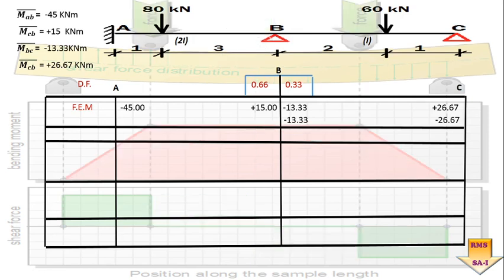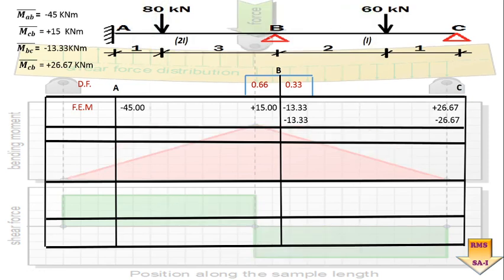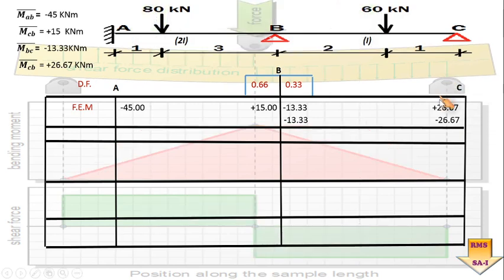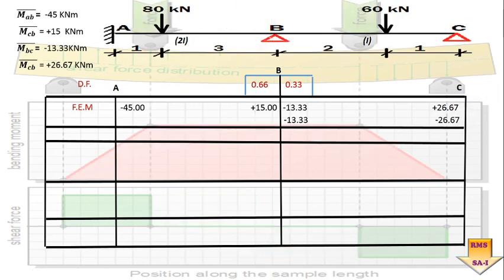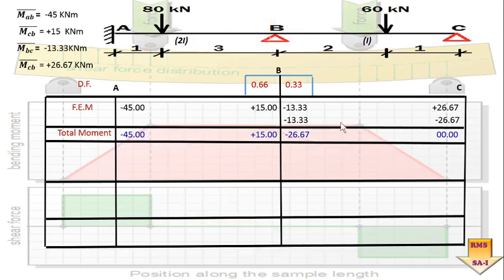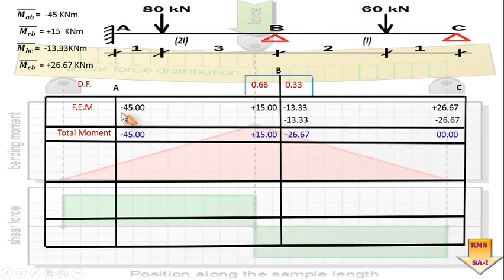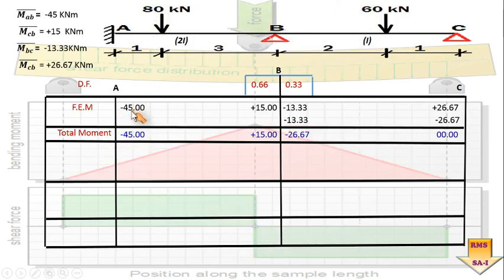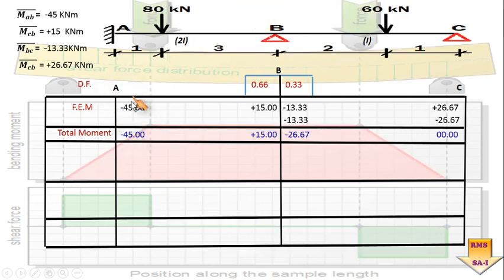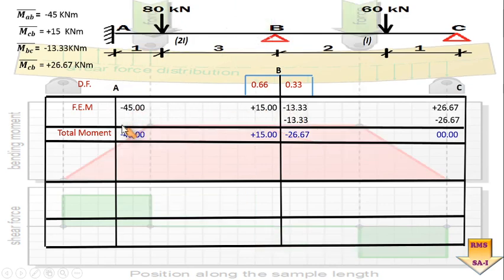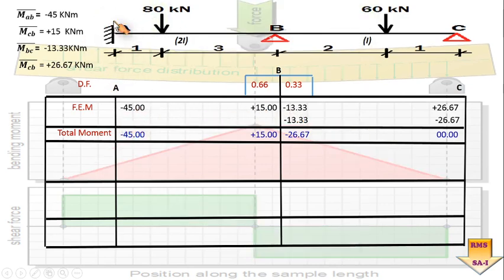Now after doing the basic distribution of the moment so as to make the bending moment about point C equal to 0, it's time to find out the total moment about that particular joint. So the total moment about joint A is equal to minus 45. As it is, there is nothing to be done with this particular fixed support. No carry over is taken to this A because it is already a fixed end.